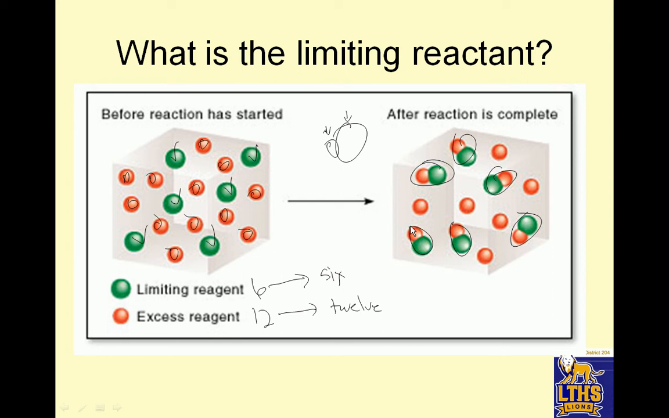1, 2, 3, 4, 5, 6. And I have, this is my excess reagent, meaning I have some left over. And I have 1, 2, 3, 4, 5, 6 excess reagents. So my limiting reagent is the one that controls how much. If I add more of this, if I change this to 8, I will get more product, right? If I add more of these guys, I get nothing extra, right?